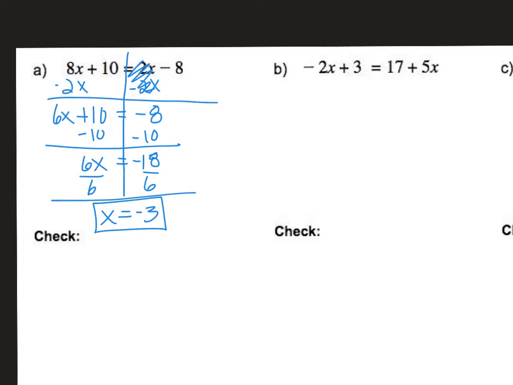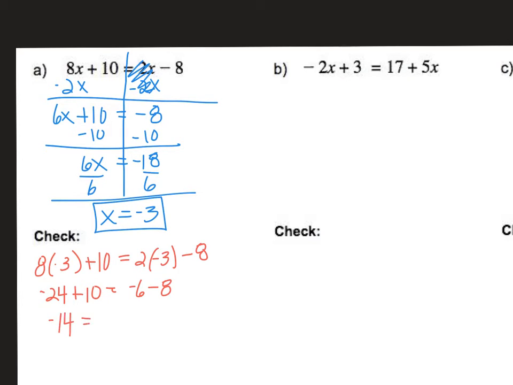Now, as always, we can check this by plugging this back in to our original equation. So we have 8x, we think x is negative 3, plus 10, equals 2, we think x is negative 3, minus 8. So we'll start by multiplying. 8 times negative 3 is negative 24. 2 times negative 3 is negative 6. Negative 24, get 10 bigger, is negative 14. Negative 6, get 8 smaller, is negative 14. So this is true. x equals negative 3 is our answer.